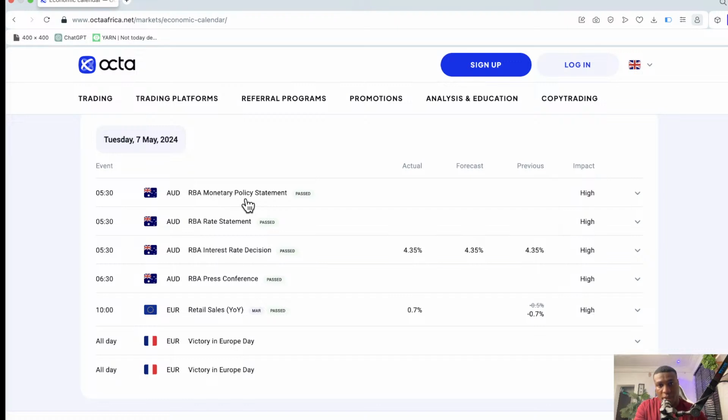We have the RBA monetary policy statement, and this is a comprehensive report that is released quarterly by the Reserve Bank of Australia. Now, what does it do? It provides us an overview of the current state of the Australian economy.